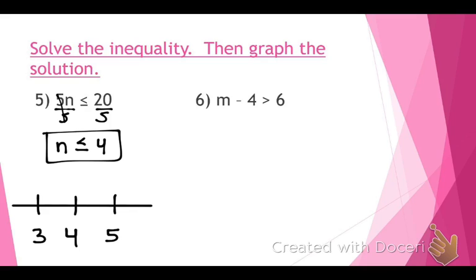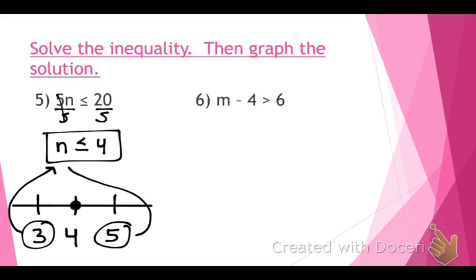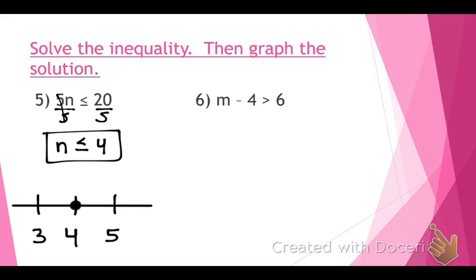Now, Asia, should this be an open or a closed circle? It is closed. Why is it a closed circle? Because it has an underline over it. Because it means equal to. That means 4 can also be our answer. Okay, so we want to put a dot on there so we know 4 can be a solution to that. Now, let's try to figure this out. Could I put 3 is less than 4 or equal to 4? Or could I put 5 is less than or equal to 4? 3. Okay, 5 is greater than. So we know that our answer is going to be going this direction right here.